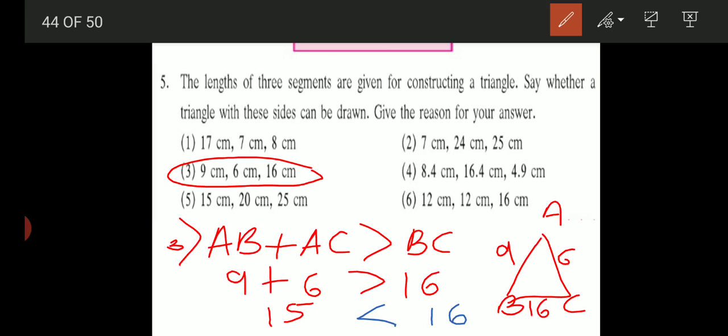Okay, so if the mouth opens to the sum of the two sides, then only a proper triangle can be constructed. But if the mouth opens towards the third side measurement, then assume that a proper triangle cannot be constructed. Fine, children?